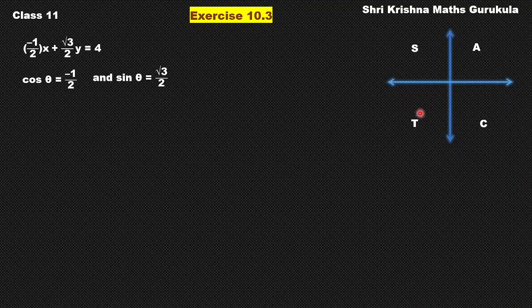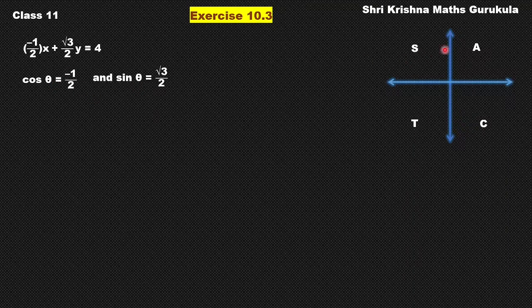And we already know that in the first quadrant, all trigonometric functions are positive. In the second quadrant, sin theta and its reciprocal are positive. In the third quadrant, tan and its reciprocal are positive. In the fourth quadrant, cos and its reciprocal are positive. This we have already understood. Now, look at this. Cos theta is negative here. It is giving a negative value. Now you can see that cos theta is negative and sin theta is positive.